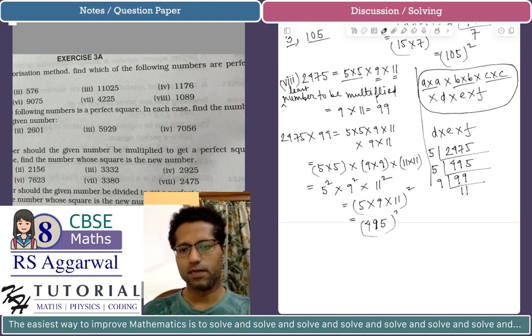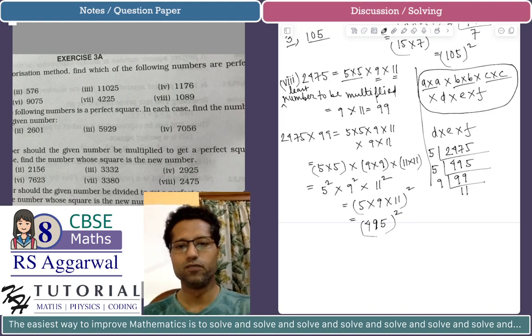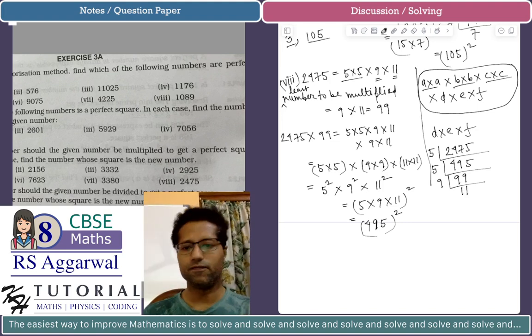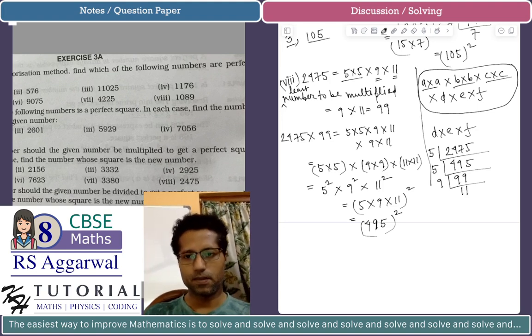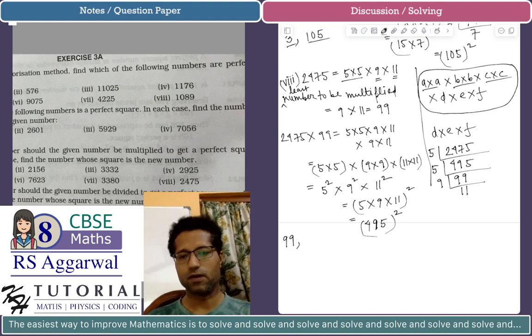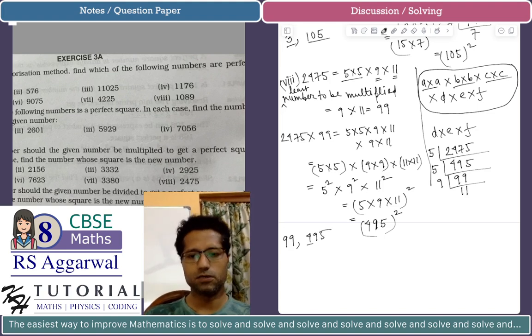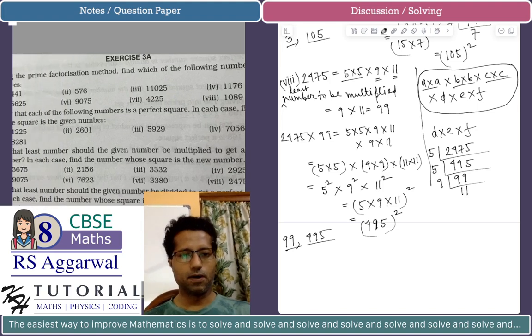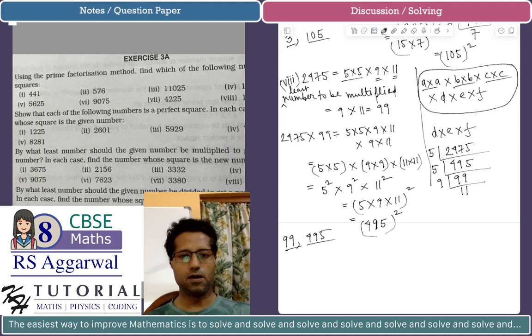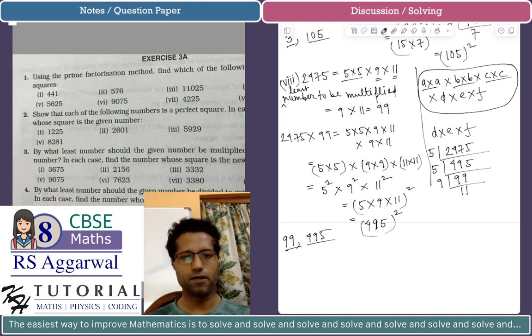So the new number that we got by multiplying 99 with 2475 will be the square of 495. So the answers are: 99 is the number that we should multiply 2475 by to make it a perfect square, and the new perfect square we are getting is the square of 495. These two are the answers asked. I will not do the rest of the parts of this problem.